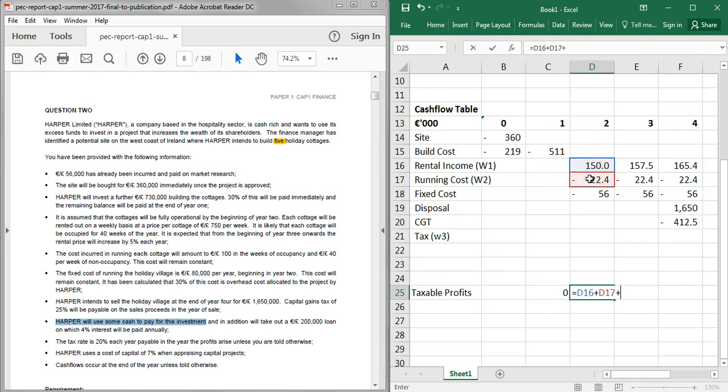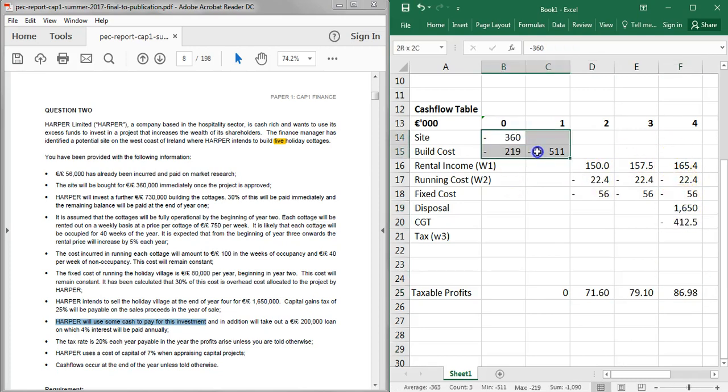Take off your running costs, take off the fixed cost. So it's only the day-to-day expenditure that you bring in. Same for the other years. So 71, 79, and 86. You do not bring in the investments. You do not bring in the disposal because that has its own tax. So the taxable profits, and you calculate your tax at 20%.